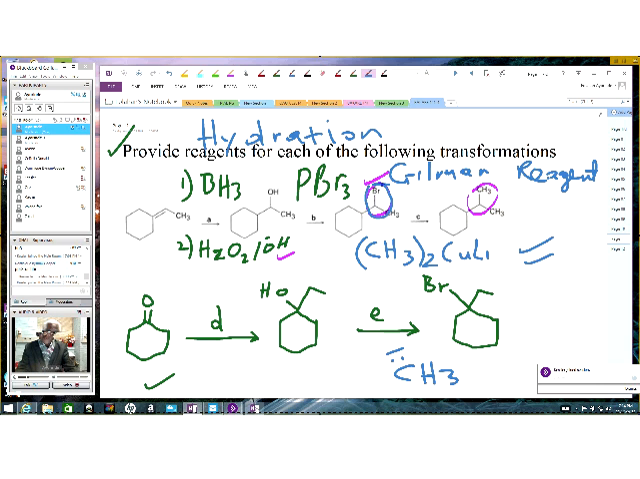It is an SN2 reaction, displacing the bromine atom. The bromine atom becomes a leaving group, and the methyl group, which is acting as a nucleophile, will be displacing the bromine atom in an SN2 reaction. Now, if that is clear to you, give me a happy face.